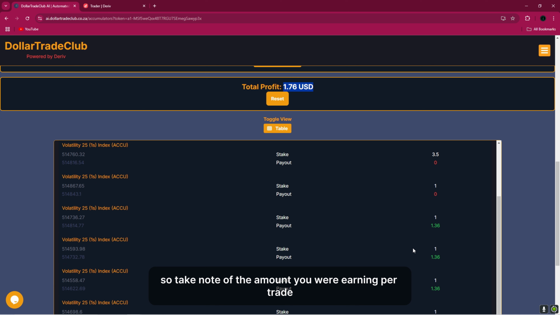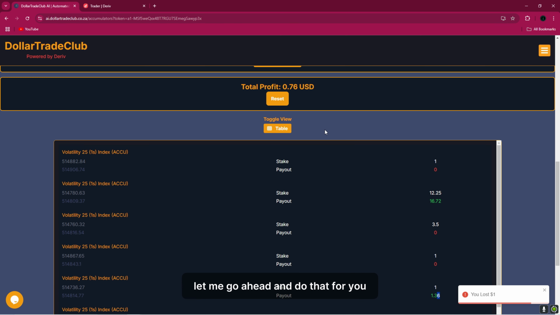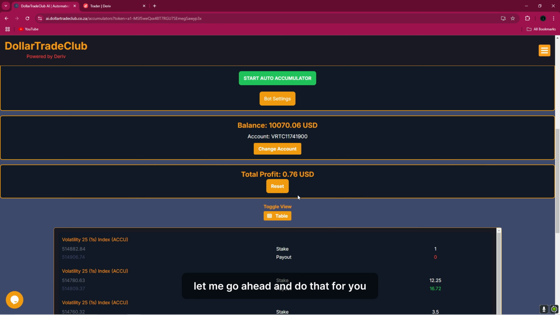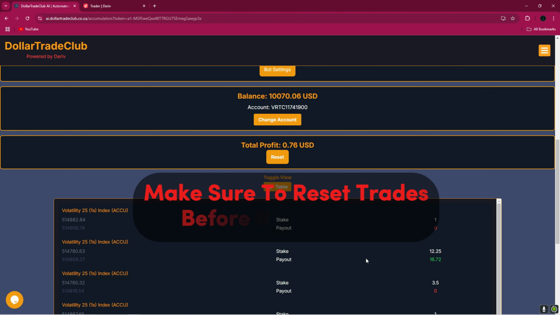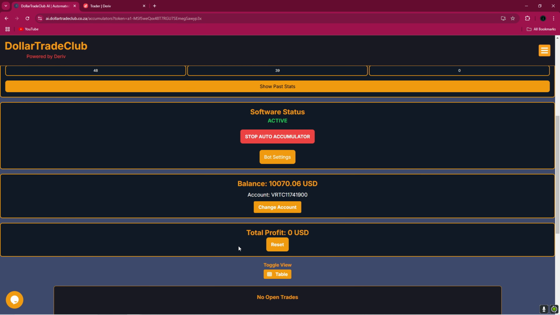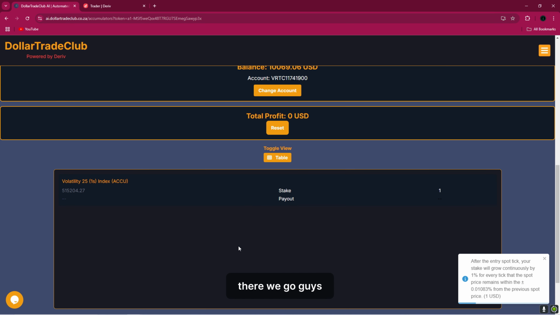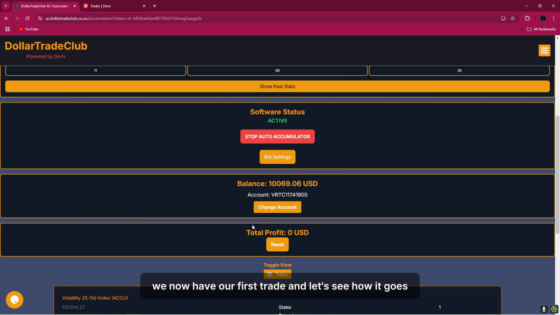So take note of the amount you are earning per trade on 5% compared to 1%. Let me go ahead and do that for you. So it is on 1%. We'll go ahead and start the bot right there. There we go, guys. We now have our first trade, and let's see how it goes.